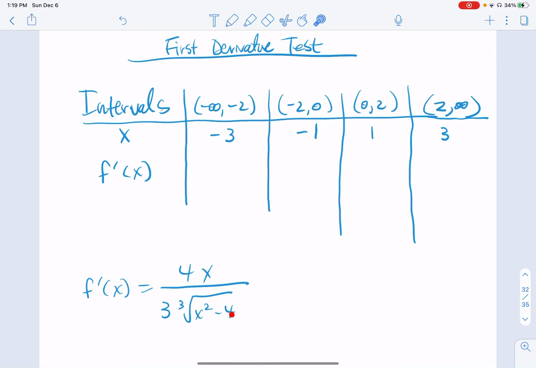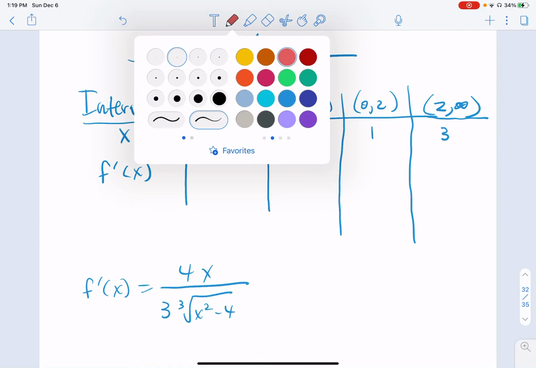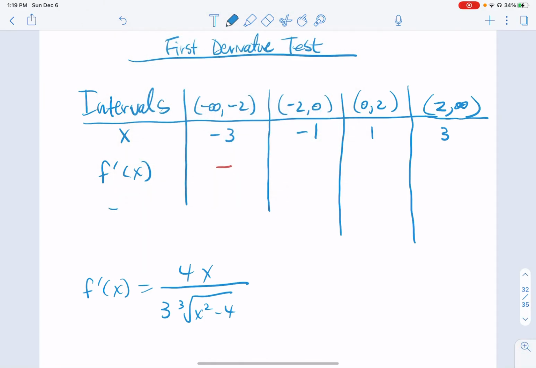9 minus 4 is a positive number here, taking the cube root of a positive. So it's negative divided by a positive, which makes the first derivative a negative number. And that means that f of x must be decreasing on that interval. Okay, so far so good.